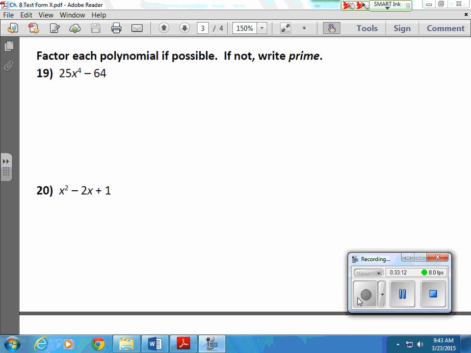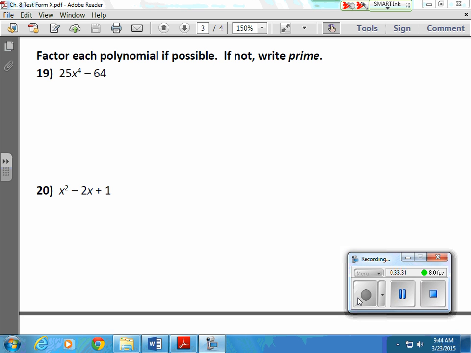So these, I don't have to solve for x. I just have to factor. It's kind of like the first number 3, 4, and 5, I think. Or 4, 5, and 6. Look for what they have in common. Is 25 and 64, do they have anything in common?